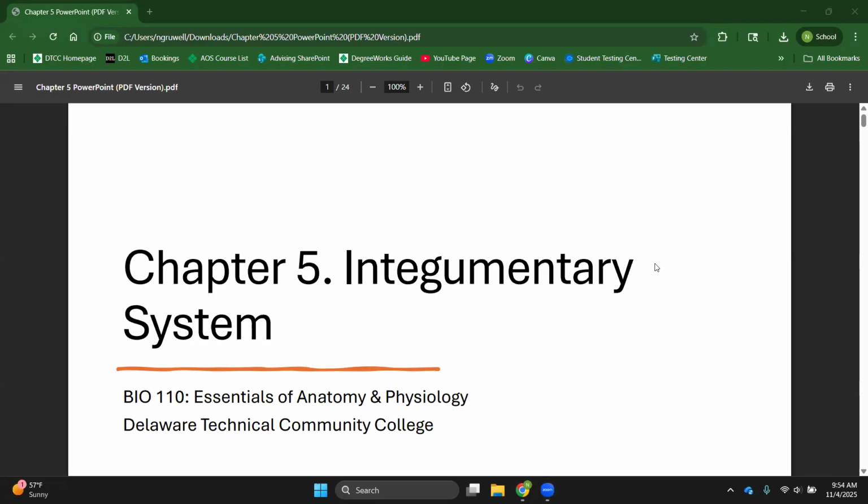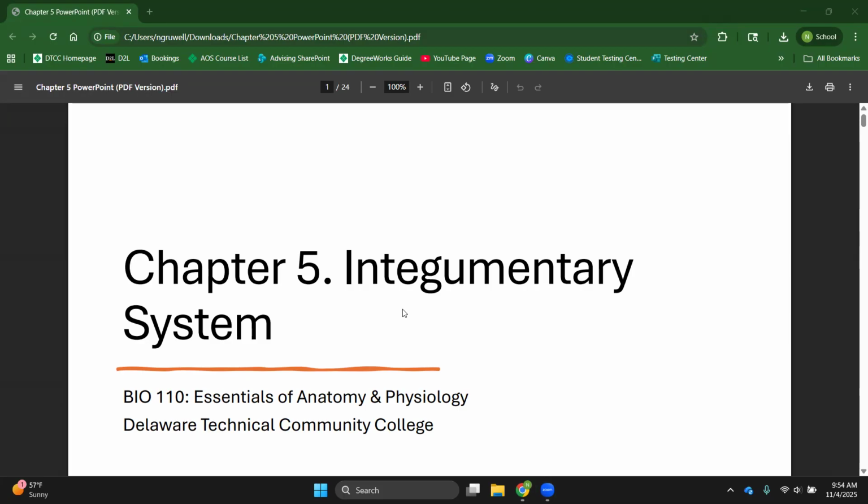All right, we are moving on to Unit 2, which we're starting with Chapter 5 here. So this unit is a three-chapter unit, 5, 6, and 7. And this unit is where we're going to start getting into our different body systems. So the first we're going to start with is the integumentary system.